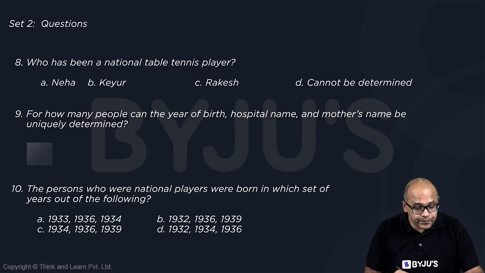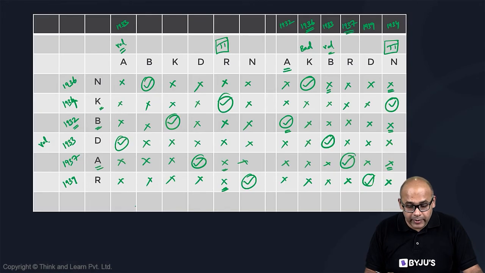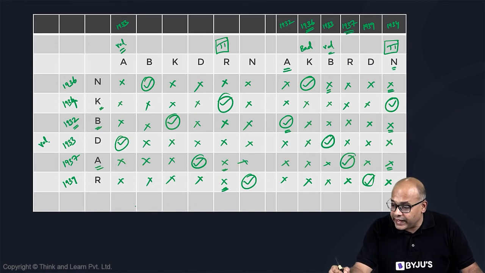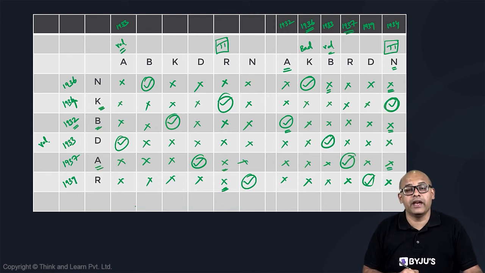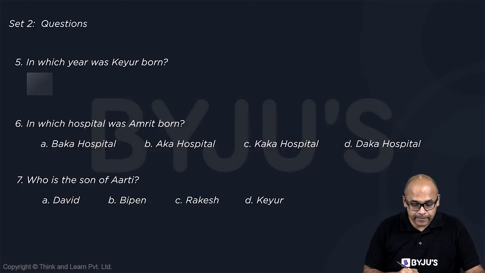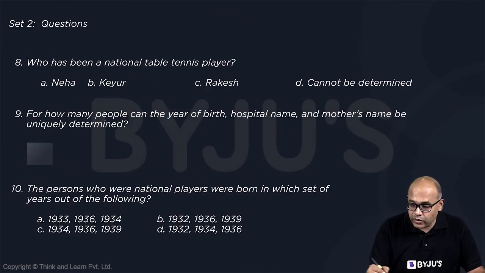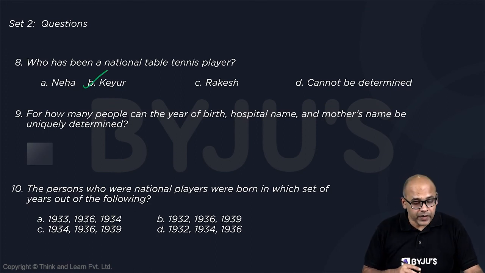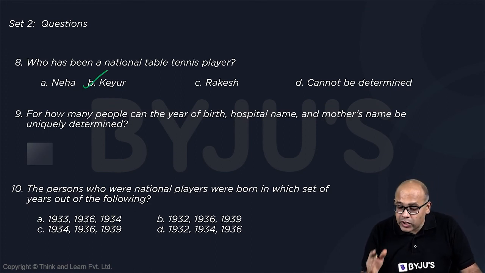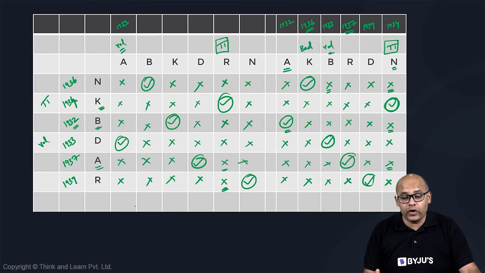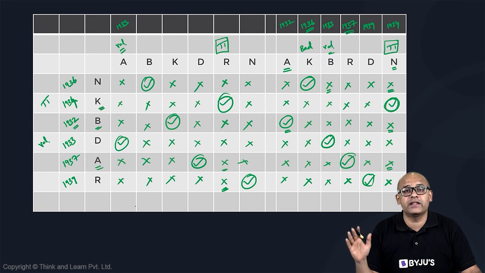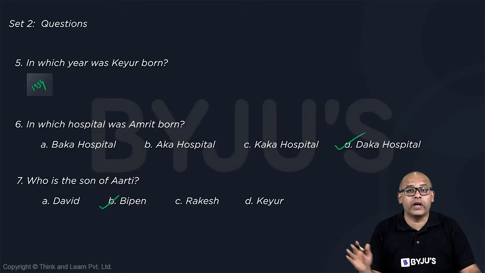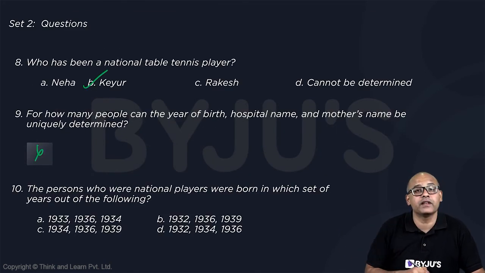Then we have who has been a national table tennis player? So who is a national table tennis player? Table tennis is Neha's child. This is a tick mark here. So it is K, right? So this is TT. So it is K. Keyur, where is Keyur? Yes, option B. For how many people can the year of birth, hospital name and mother's name be uniquely determined? If you notice in the table, nothing is left unknown. Everything is known. So everybody's things are mapped. So all 6 people, you know everything. So the answer here should be 6.